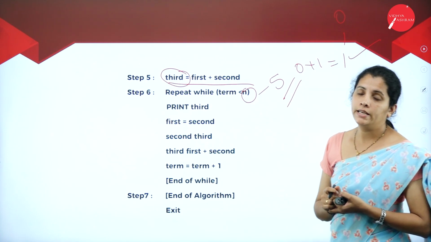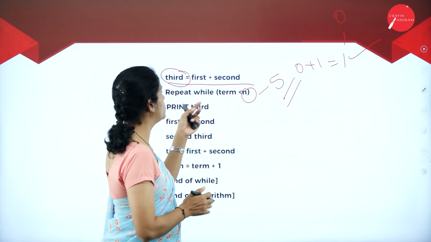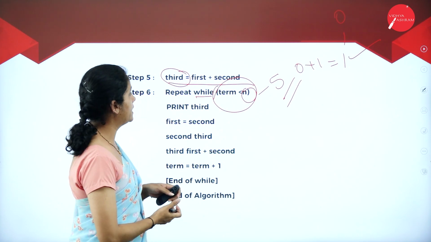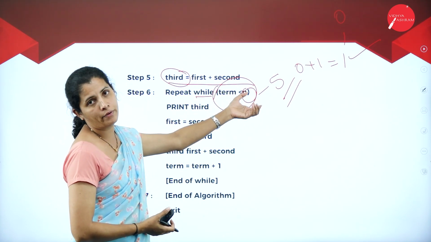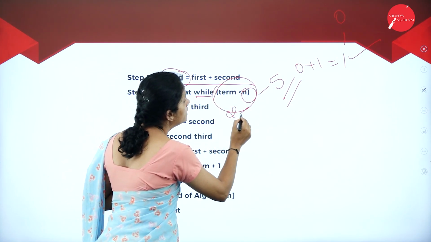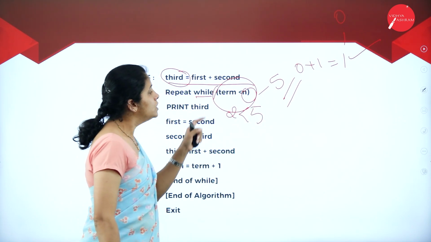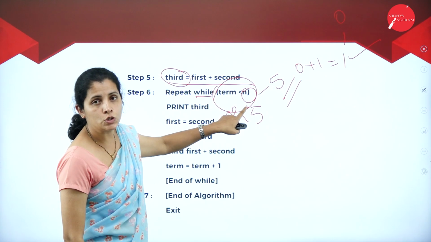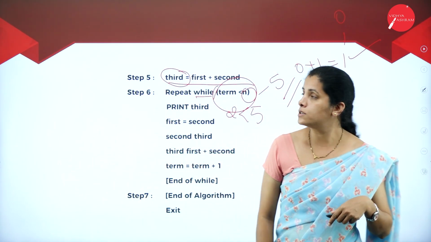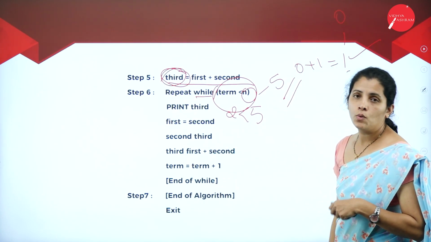So instead of writing a for loop, here I have taken a while loop. So what is the condition I'm going to pass here? That is term less than n. What is the value of term here? That is 2. 2 less than what is the n value? That is 5. If 2 less than 5 is true, what do I want to do? I'm going to print my third number. So what is the third number? That is 1. Then what am I going to do?